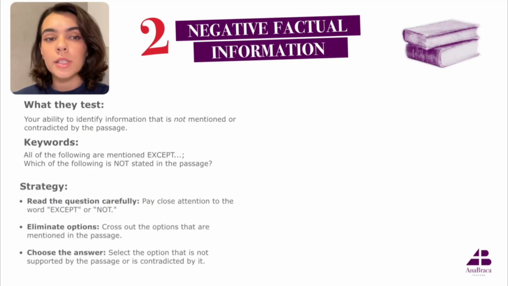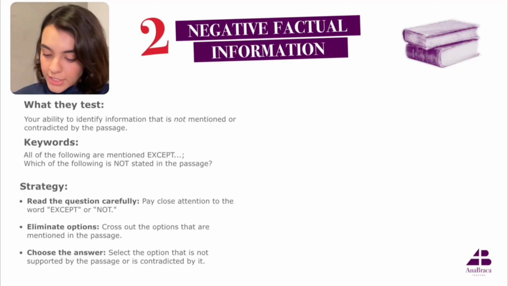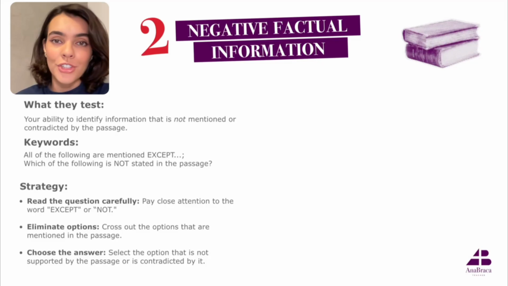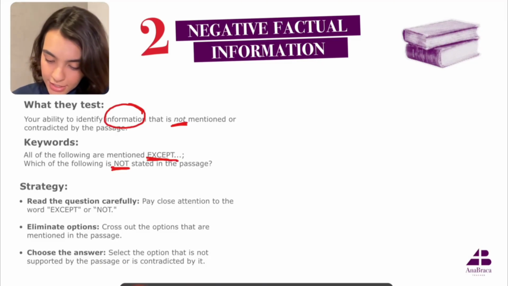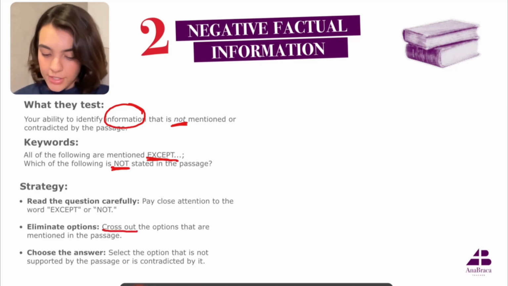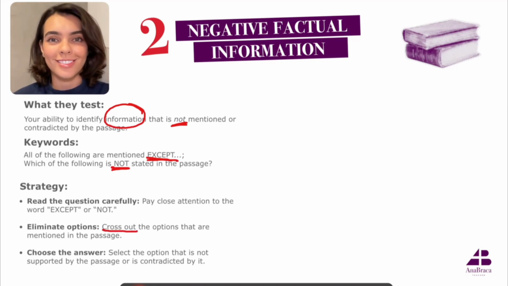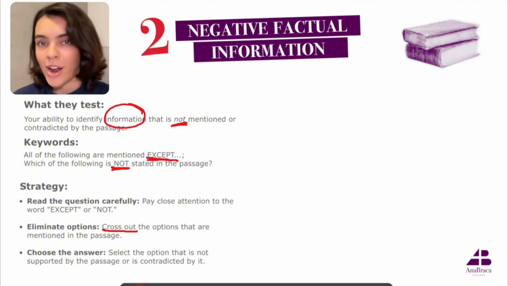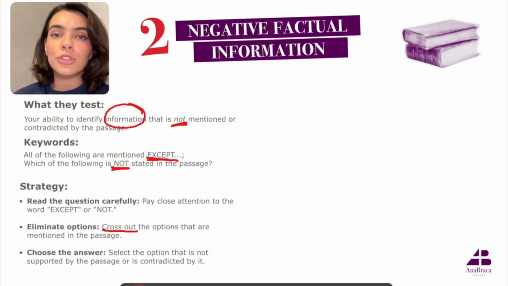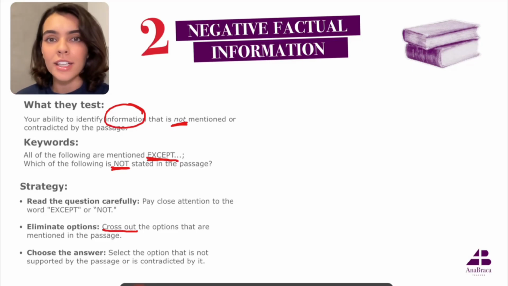Now let's talk about some of the strategies for this type of question. The first thing is, as I just mentioned, read it carefully. Then eliminate the options, cross out the options that are mentioned. Okay, it's kind of counterintuitive, but if there's something that is mentioned in the passage, it isn't the answer, that's the incorrect answer. Then choose the answer that you can't find in any way in the text.